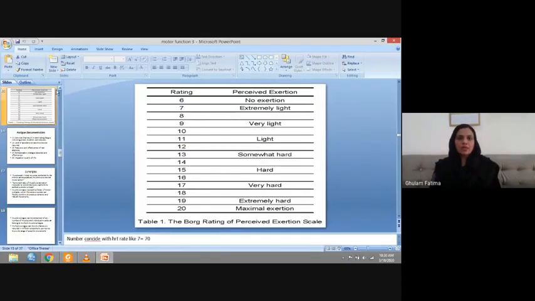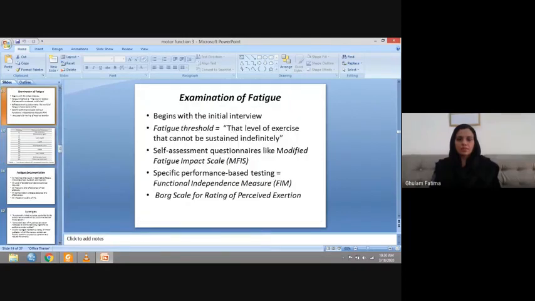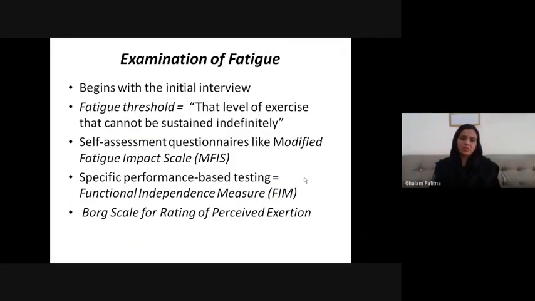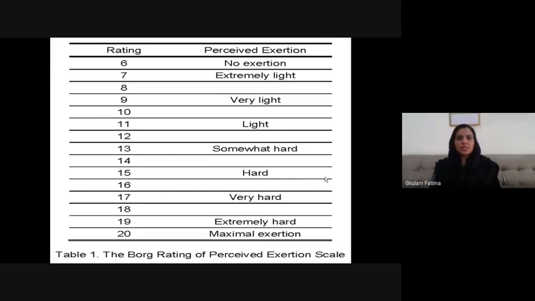Okay, now coming back to the examination of fatigue, we were discussing the Borg scale for rating of perceived exertion. Perceived exertion means the patient's self-rating scale, and here you can see that the scale starts from 6, where there is no exertion, and it ends at 20, where there is maximum exertion. Now you see that it's not starting from 1 or 2, it starts from 6, 7, 8, 9, 10, and there are many digits that are missing.